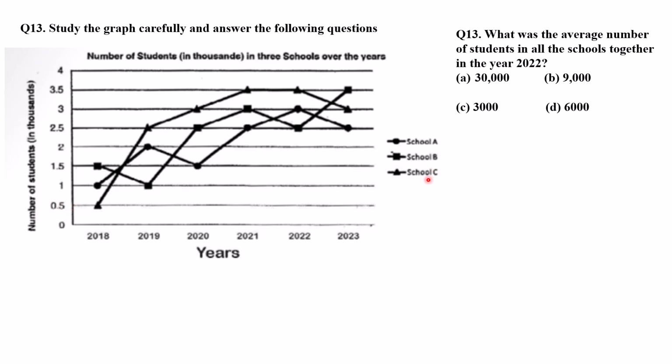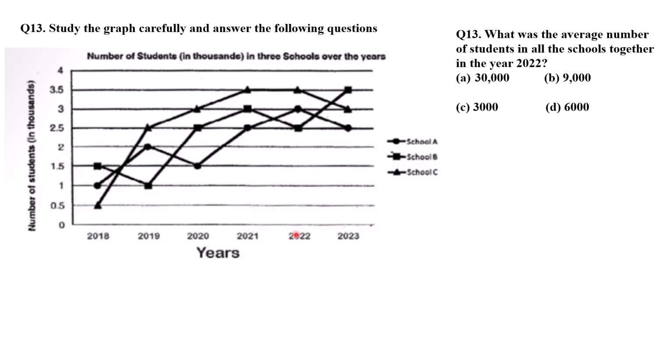Now if you see here, there are three different schools, and each school is represented by three different symbols, which is given here as a key. So the question is, what was the average number of students in all schools together in the year 2022?